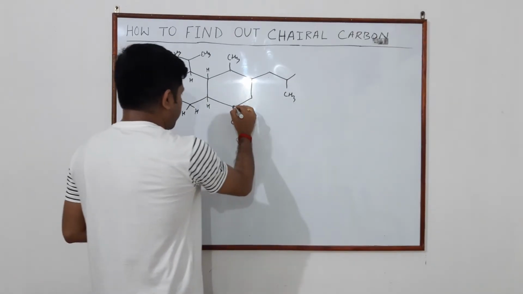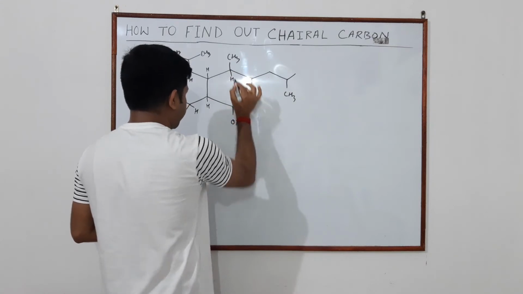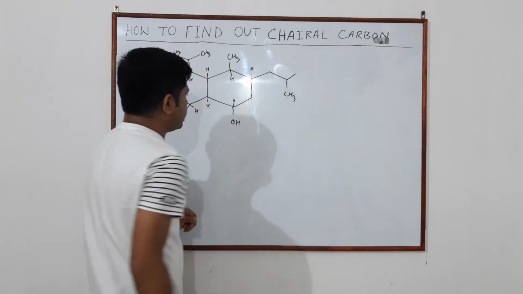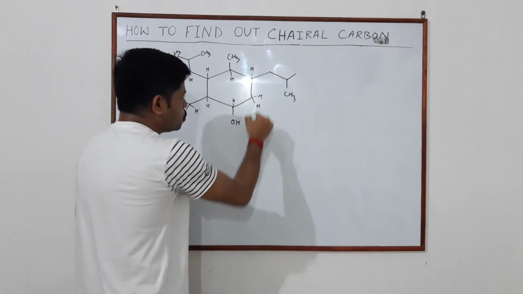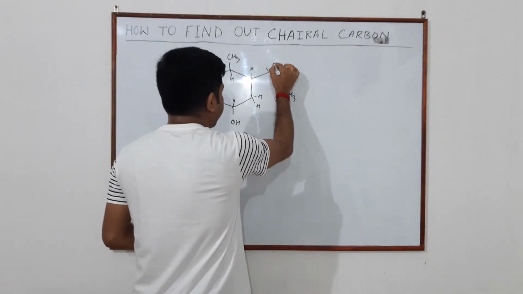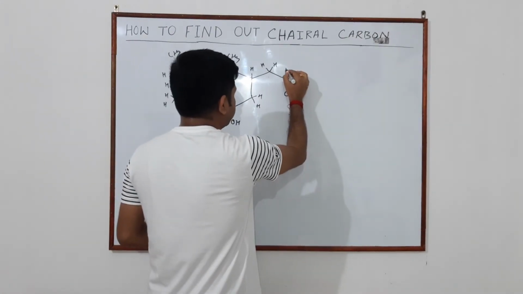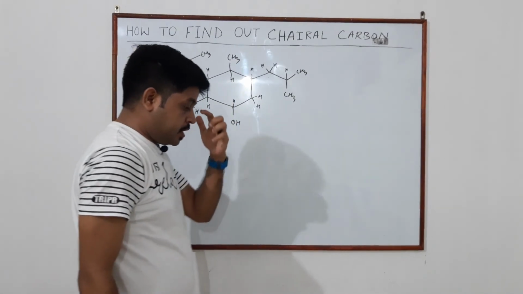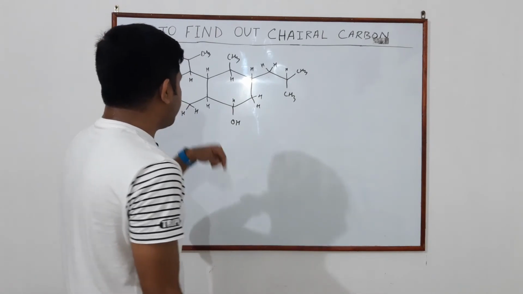Now this carbon has another hydrogen, this carbon has another hydrogen. This one has also another hydrogen, this carbon has 2 same hydrogen atoms, so the chance of chirality is not possible here. And if I draw here, the 2 hydrogen atoms are same, and this one is attached with hydrogen and this one is attached with a CH3 fragment.